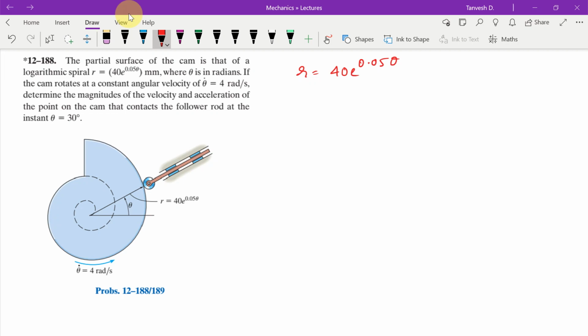Here, this is rotating at a constant angular velocity theta dot, which is equal to 4 radians per second. Since it is constant angular velocity, immediately we can say that theta double dot is going to be 0 radians per second square. Determine the magnitude of the velocity and acceleration of the point on the cam that contacts the follower rod at the instant theta equals 30 degrees. So we need to find at theta equals 30 degrees, which is pi by 6 radians.